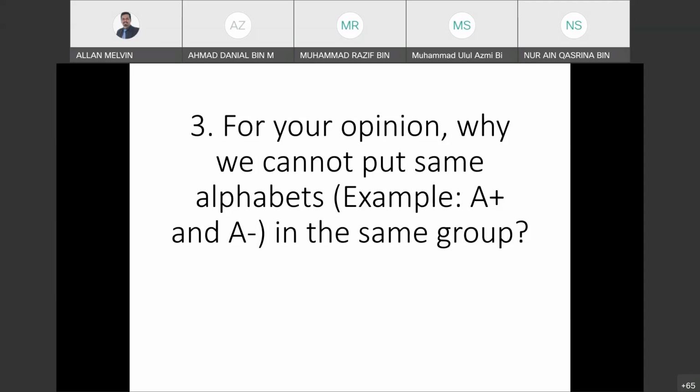Okay, so it can cause signal overlap because if you put them in the same group, you give the same actuation. Meaning if group 1 is active, A plus and A minus will both be active and it will cause signal overlap. If you are used to doing cascading, if you have done the assignment I gave, you will understand why we cannot put them in the same group. So answer based on your opinion. Okay, why?